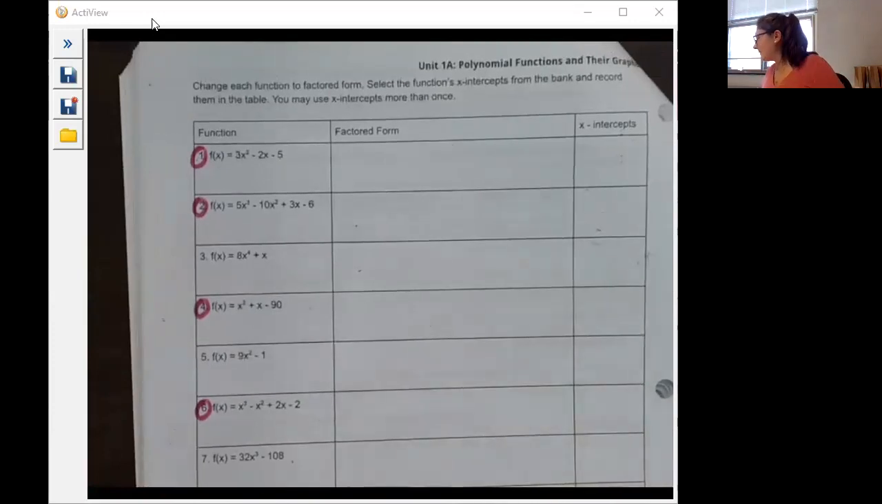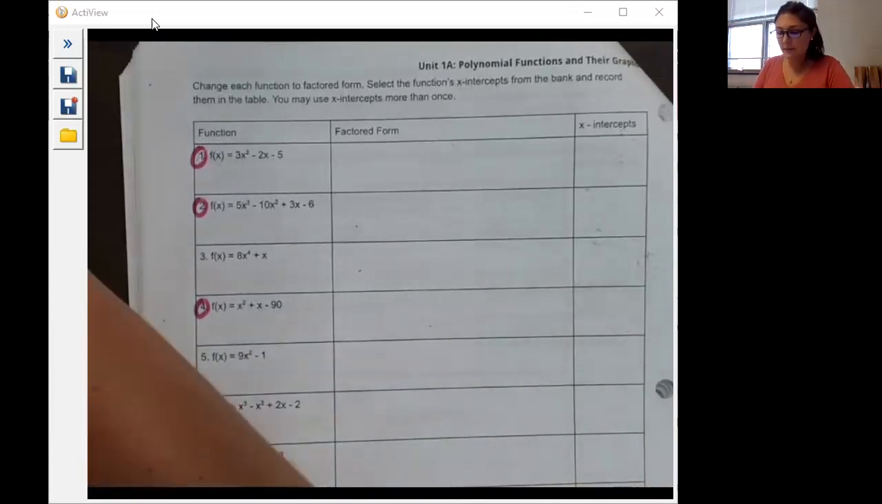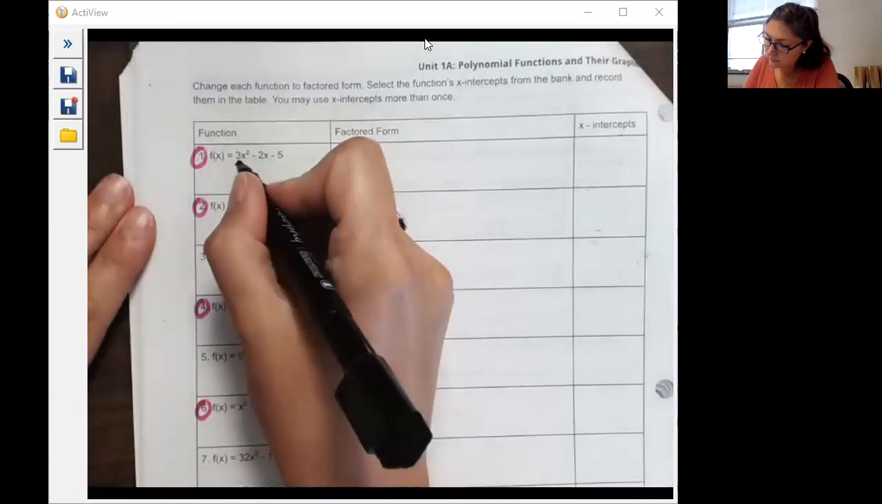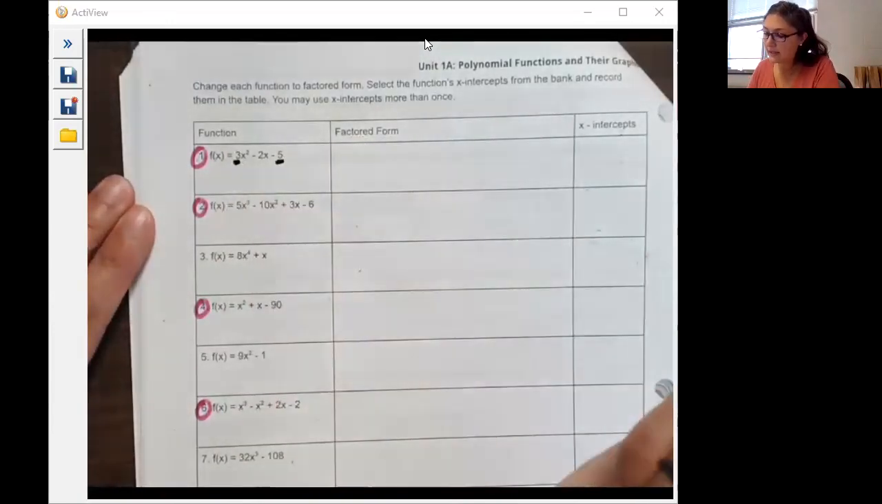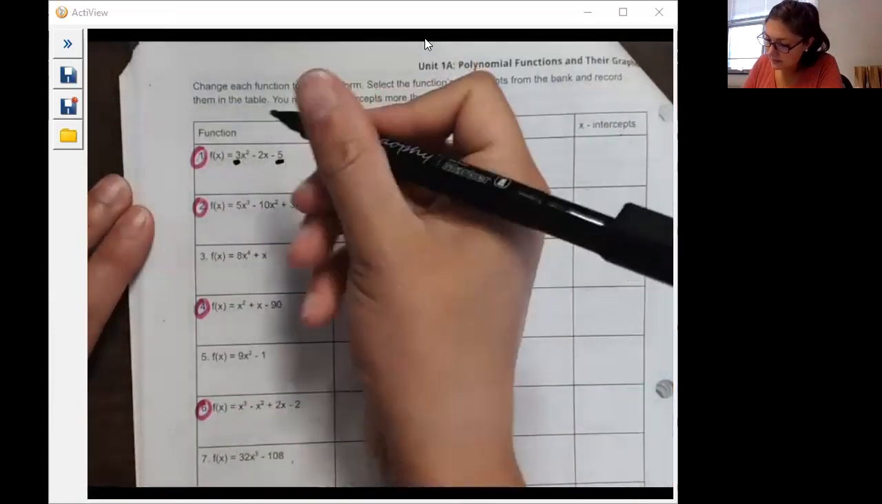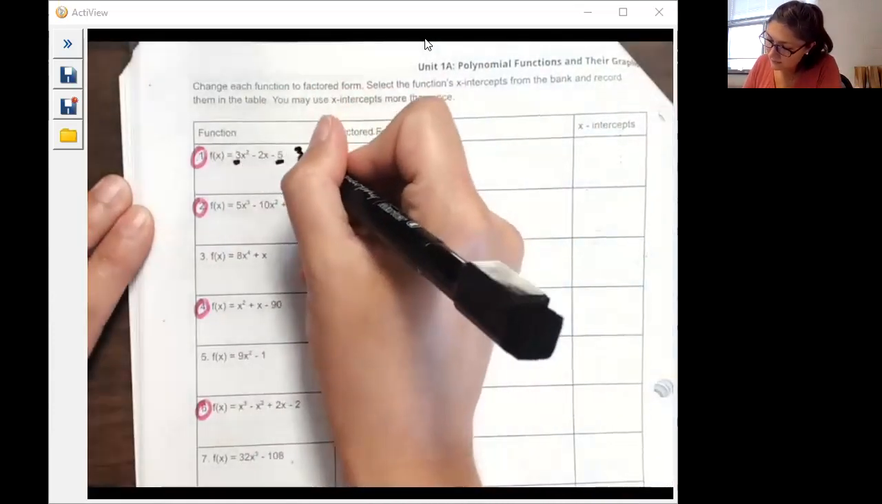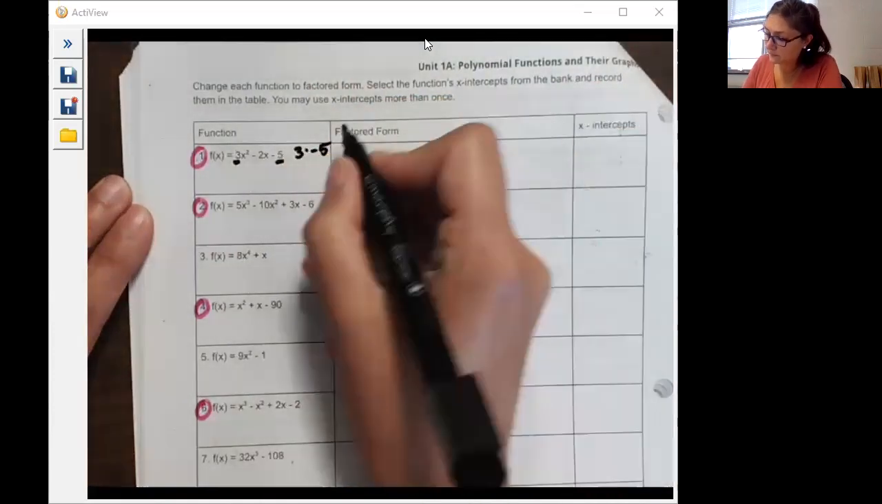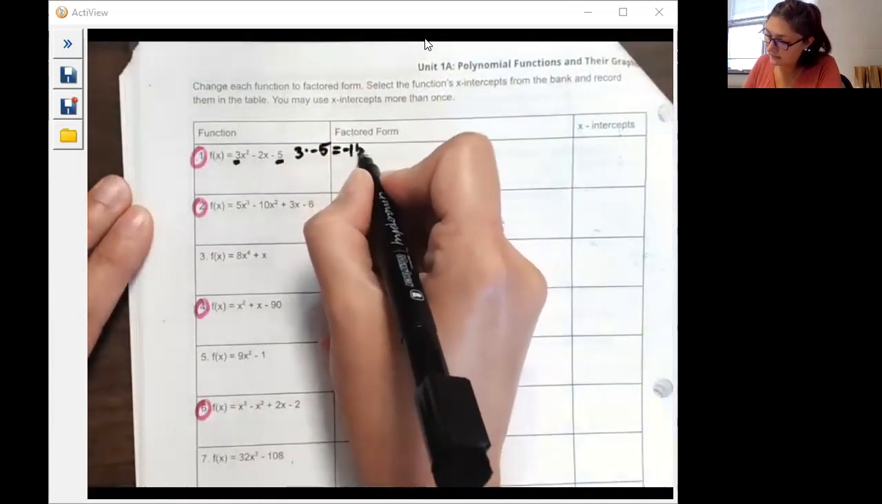So if I take a look at what's happening here on number 1, I've got 3 terms. That means I want to use AC method. Okay, so AC method means I'm going to start by identifying that lead coefficient and the constant term, and I'm going to multiply them together. So 3 times, be careful of your signs here, -5 would give me -15.